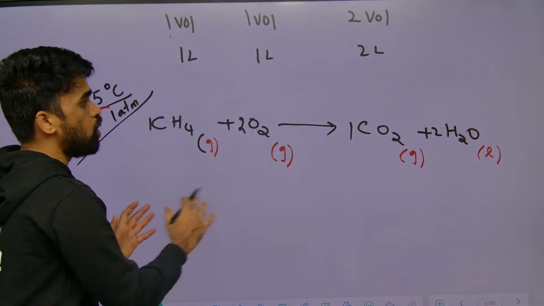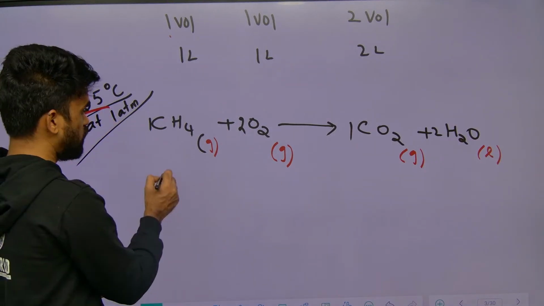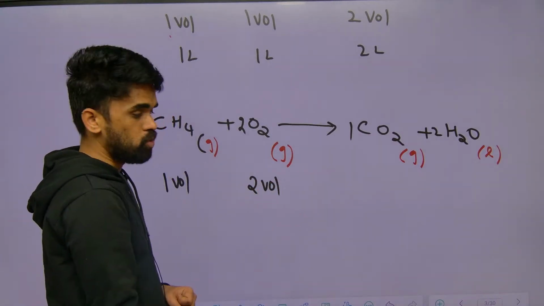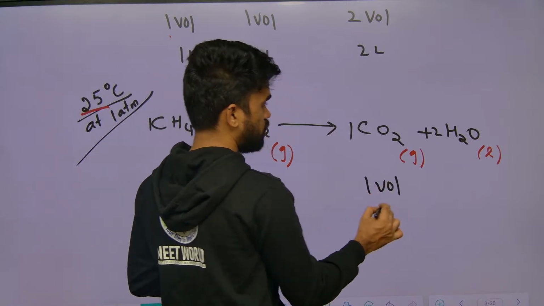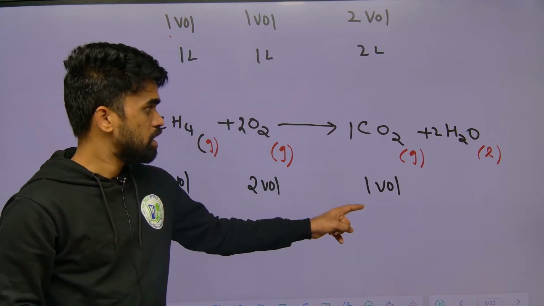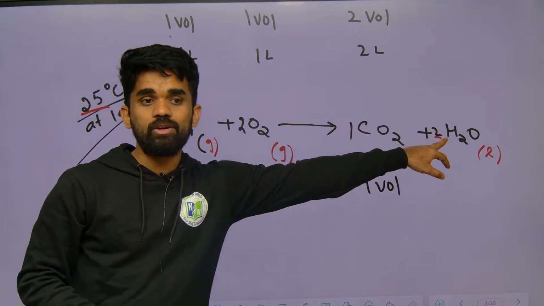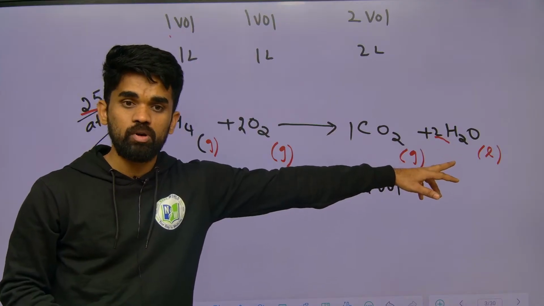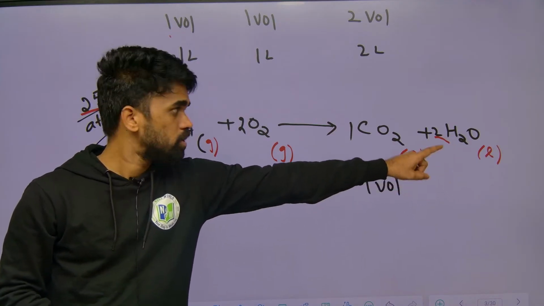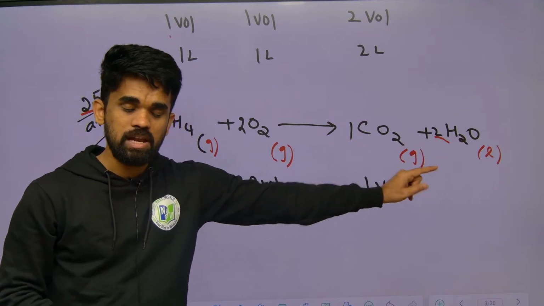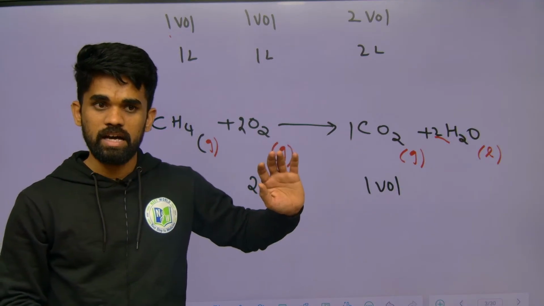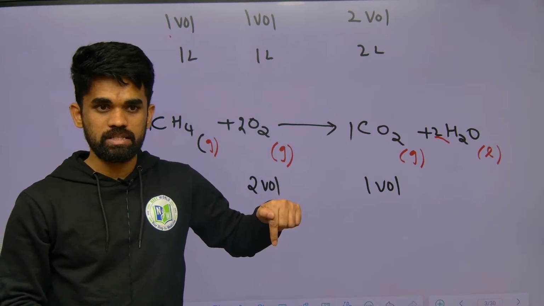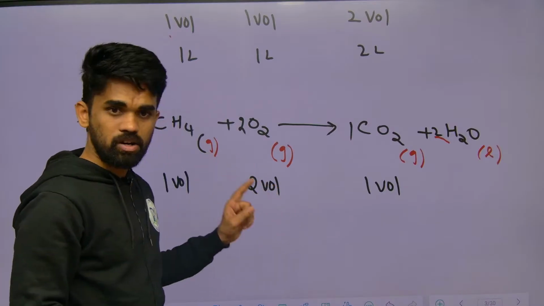So what is the volume ratio I can say here? 1 volume of methane requires 2 volumes of O2 and forms 1 volume of CO2. I should not say 2 volumes of water because it is a liquid. Liquid won't be connected here. Avogadro's law is applicable only for gases, so don't include that. Is this clear? Gay-Lussac's law is also applicable only for gases because Avogadro's law is the basis for Gay-Lussac's law of combining volumes. Clear or not? Okay, done.